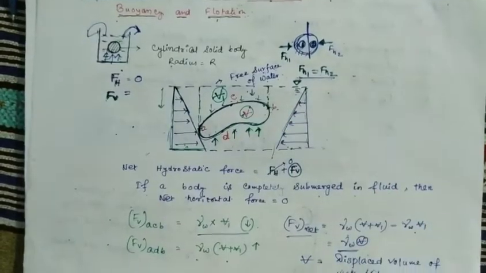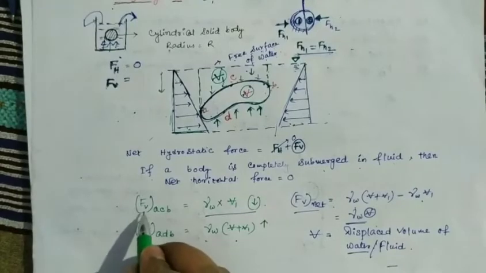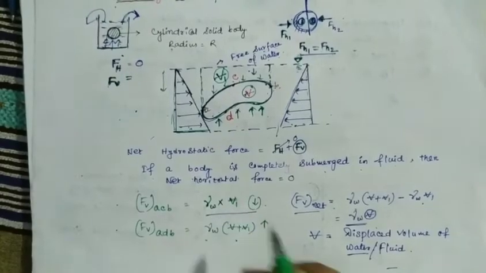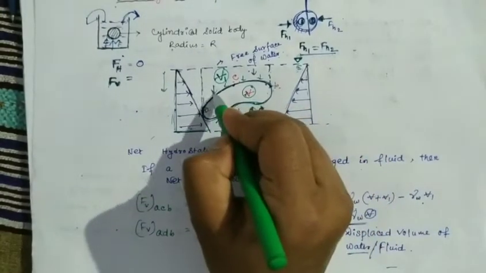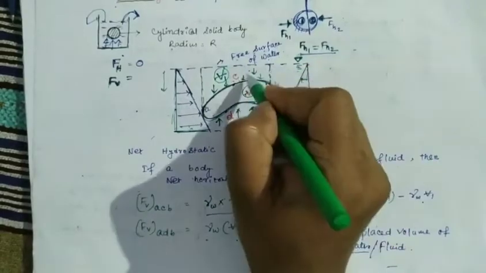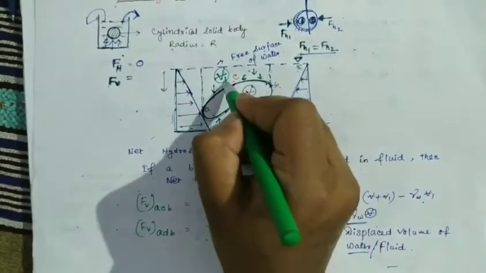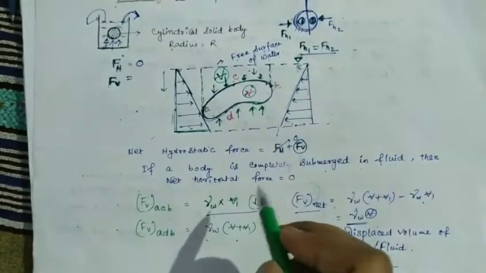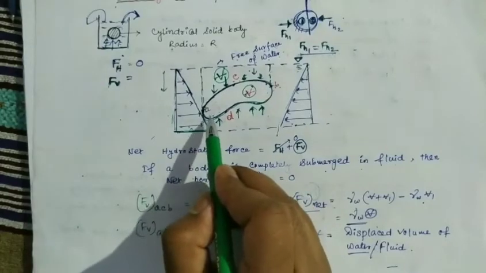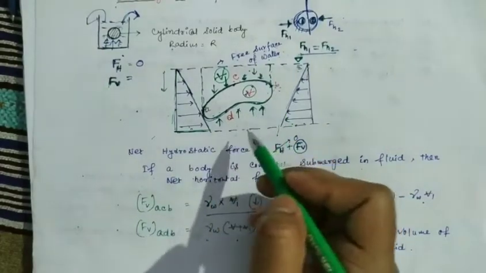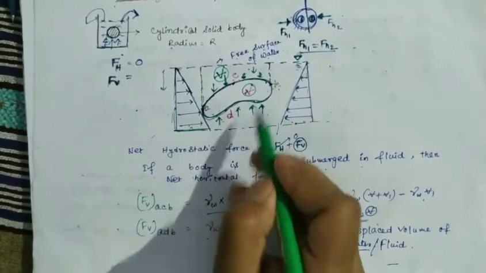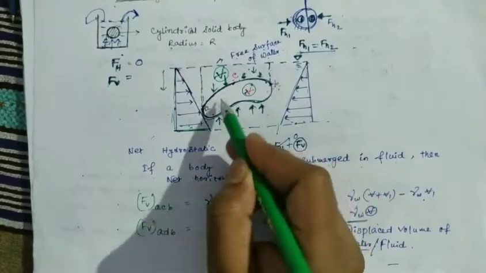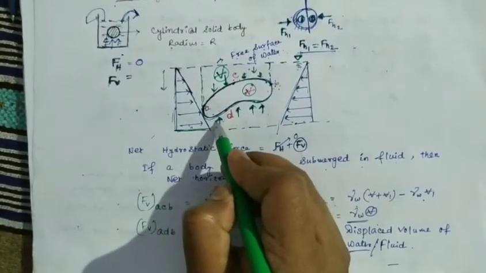Then what will be the force on ACB? Unit weight of water times volume, and it will act in the downward direction, because water will exert some pressure in the downward direction. Similarly, for ADB, what will happen? ADB feels some upward pressure as water is beneath this surface.